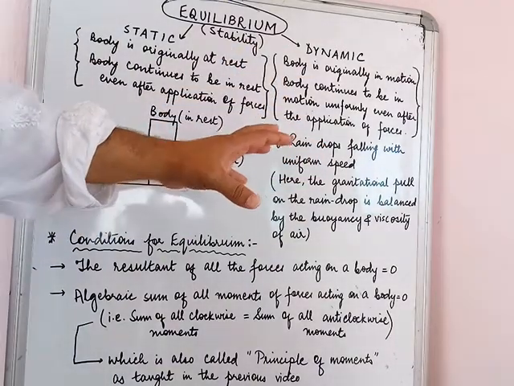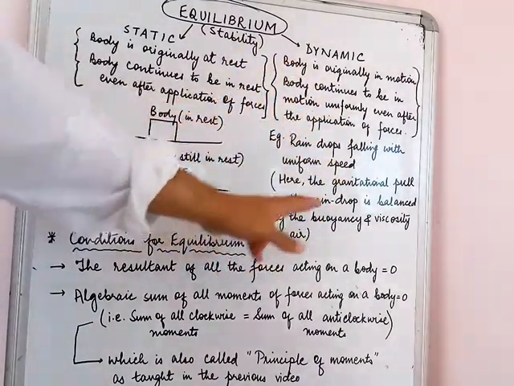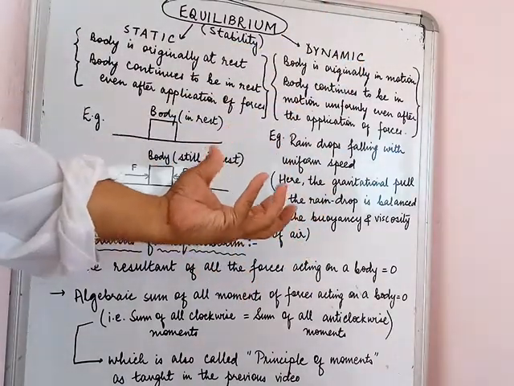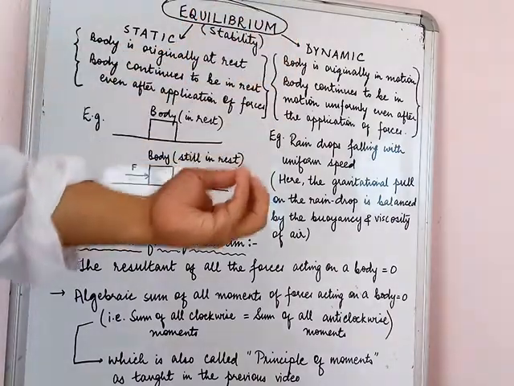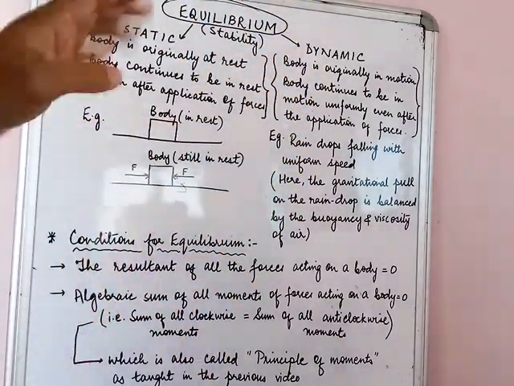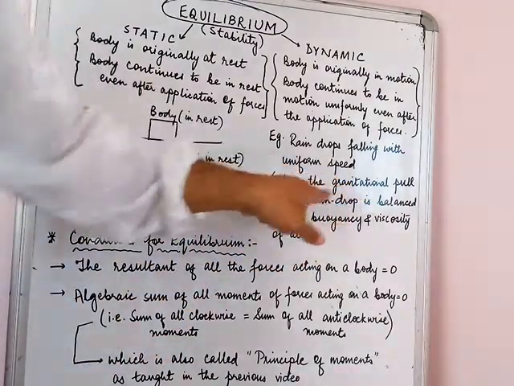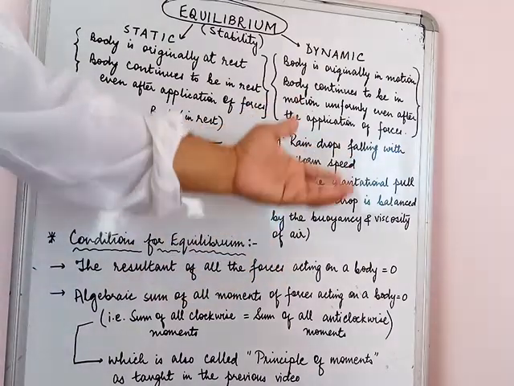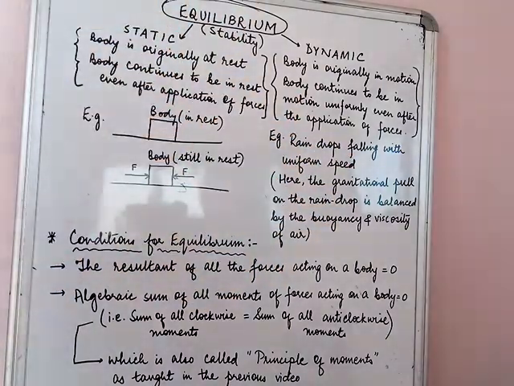So essentially what has happened in this entire process is, body was originally in motion. Where is the body? Which was the body over here? The raindrop. So it was in motion earlier and it continues to be in motion uniformly even after the application of a number of forces. Where are the forces here? The buoyant force, the gravitational force, the viscous force. So all these forces. So static and dynamic equilibrium.